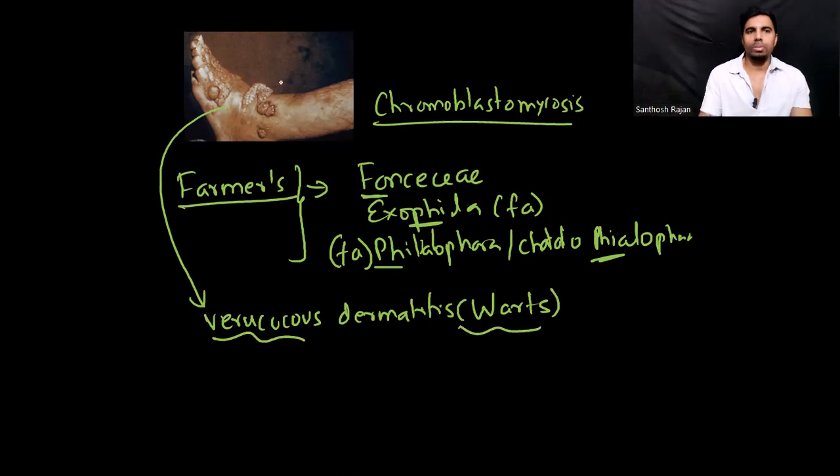When you take this and make a smear and put a fungal stain, what do you get? You get a copper penny appearance. Copper penny or sclerotic body, Medlar body, whatever. The name itself gives a lot of clues. It's like a coin, and coins are made up of chrome, so chromoblastomycosis. So you will not make a mistake. Remember, sclerotic body. Asteroid body is for Sporothrix, but sclerotic body is for chromoblastomycosis. Don't forget.